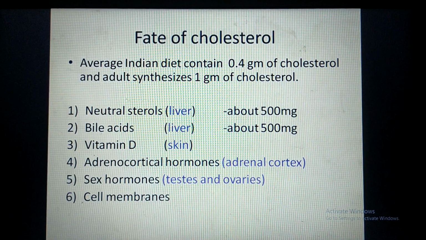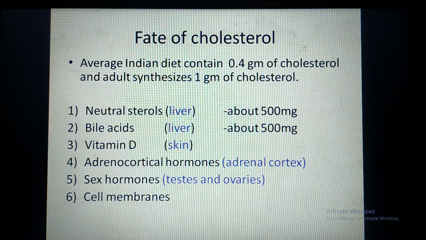Now we will see what is the fate of cholesterol. The average Indian diet contains 0.4 gram of cholesterol, and the adult body will synthesize 1 gram of cholesterol. So daily 1.4 gram of cholesterol is added in the body. Out of this, 500 milligram is converted into neutral sterol and excreted through the bile. Now, daily 500 milligram of cholesterol is converted into bile acid in the liver.